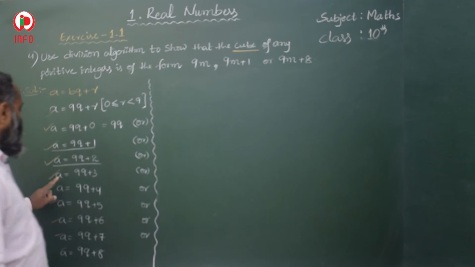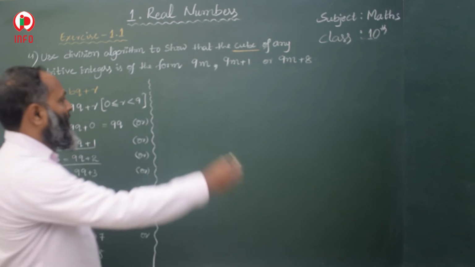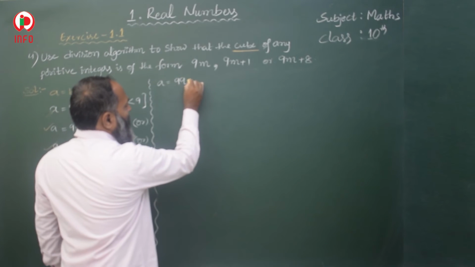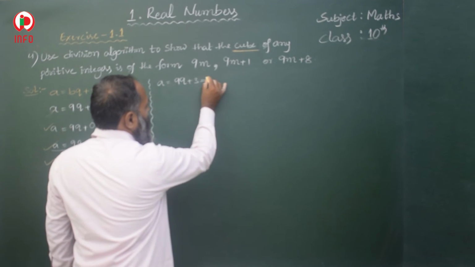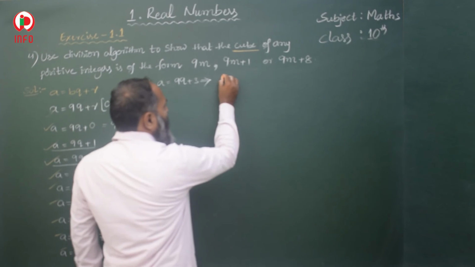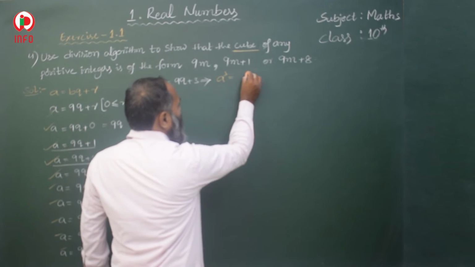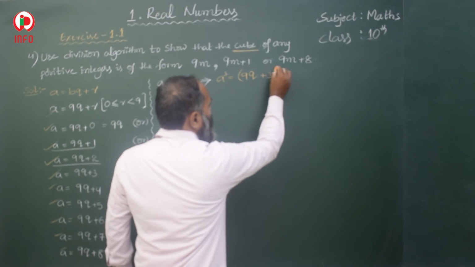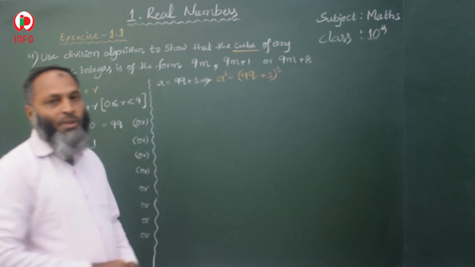Now the fourth one, see here, a is equal to 9 cube plus 3. That we have to take. A is equal to 9 cube plus 3. So it means after that, cube on both the sides. Then a cube is equal to 9 cube plus 3 whole cube.